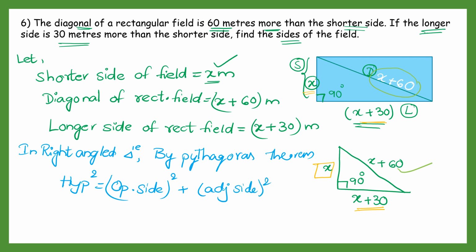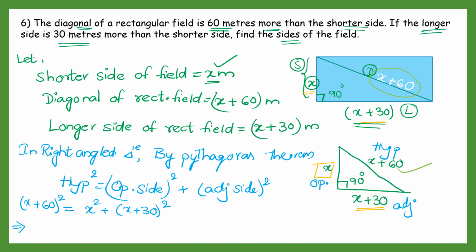This is x plus 60, the hypotenuse. Opposite side is x, and this will be the adjacent side. So hypotenuse squared means (x plus 60) squared is equal to opposite side squared plus adjacent side squared. That means x squared plus (x plus 30) squared. If you solve, what do you get?